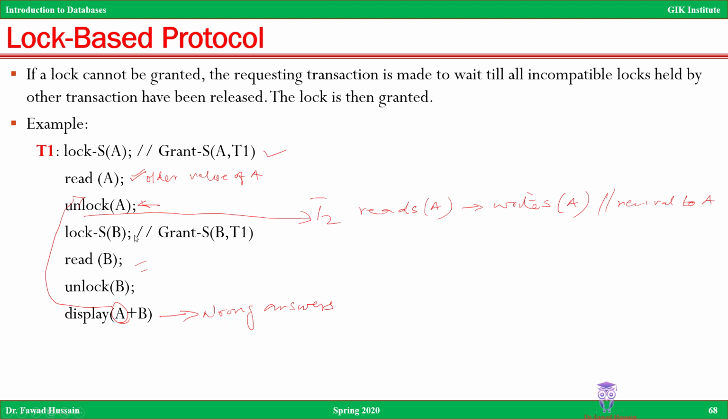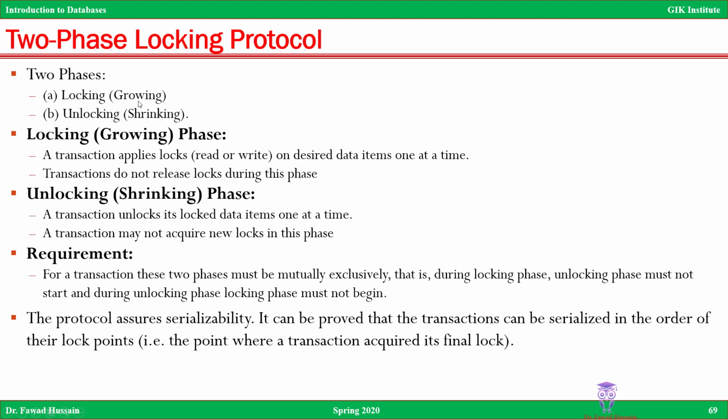It means that we have a dirty value, or we can have certain other issues with this kind of log-based protocol. So to deal with that, we propose what is known as the two-phase locking protocol. In the two-phase locking protocol, there are two phases. The first phase is the growing or the locking phase, and the second phase is the unlocking or the shrinking phase. So in the growing phase, a transaction applies a lock, either a read lock or a write lock, on the desired data items one at a time.